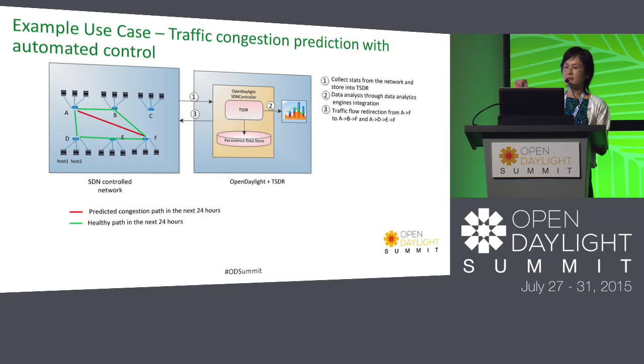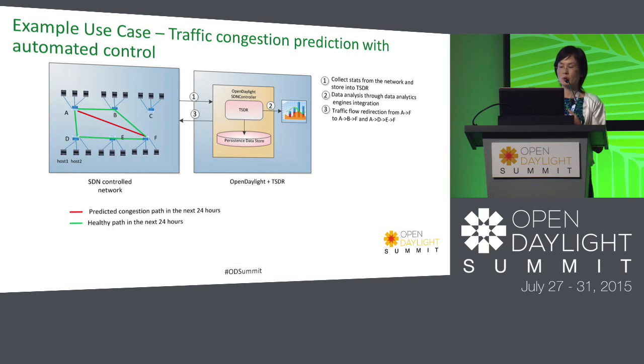If we look at the left-hand side, that's our network, right? It can be virtual, it can be physical, doesn't really matter. But let's say, start from simple, it's a physical topology, right? In order to send flows from A to F, there are multiple paths. It could be a direct path from A to F. It also could be two other different paths, like A to B to F, or A to D to E to F, right? So what can we do about it with TSDR?